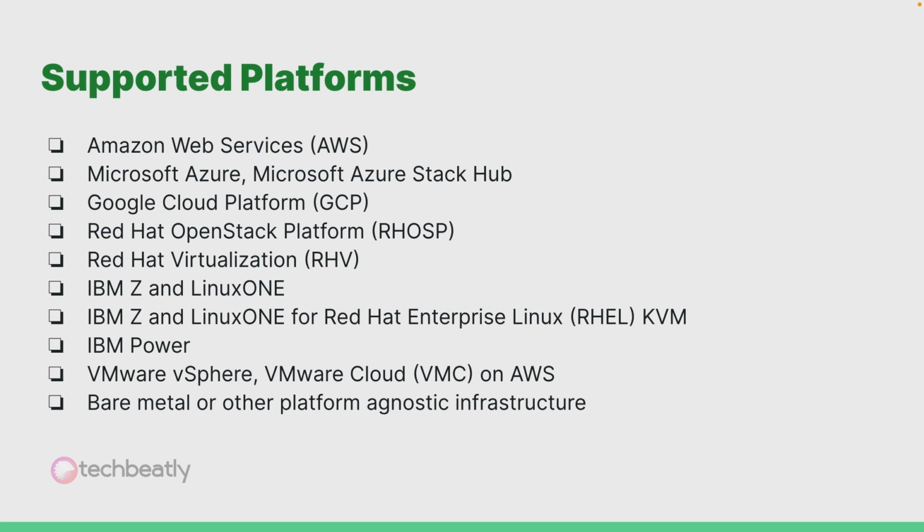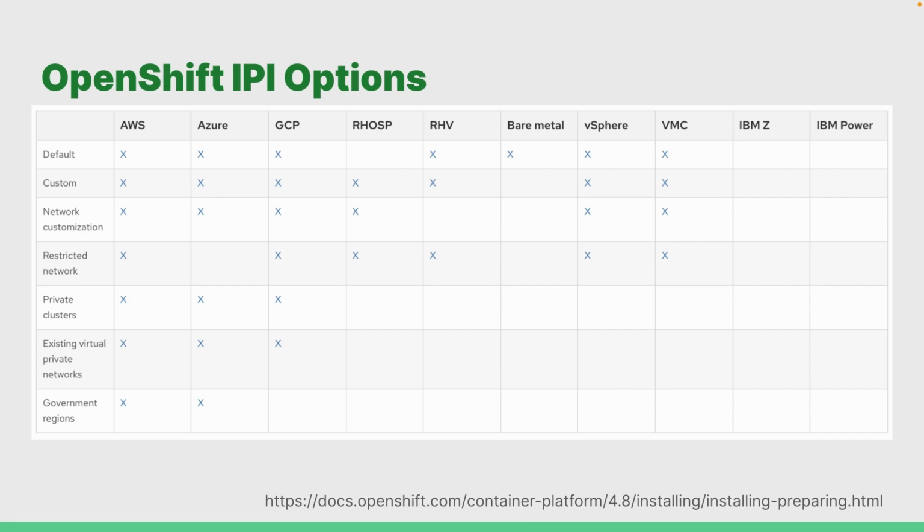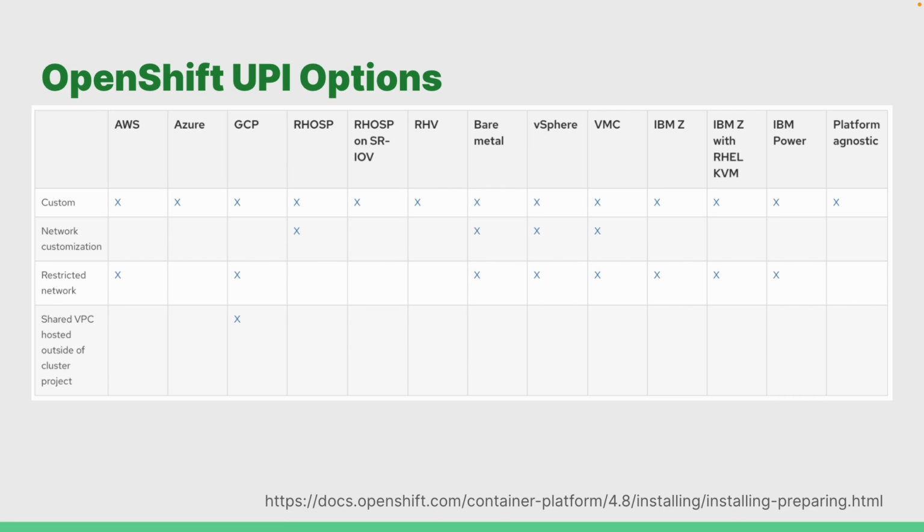You can install OpenShift on most of the cloud and virtualization platforms as listed here, including AWS, GCP, Azure, Red Hat Virtualization, Red Hat OpenStack, IBM platforms, and other bare metal platforms. For the supported and configurable options for the IPI method, see the tables in the OpenShift documentation, which will help you to decide the architecture and installation method. Same goes for the UPI method. You can refer to the official documentation to see the supported options.